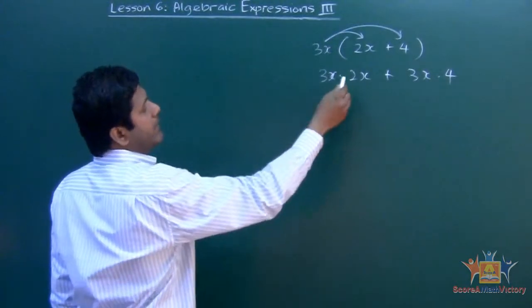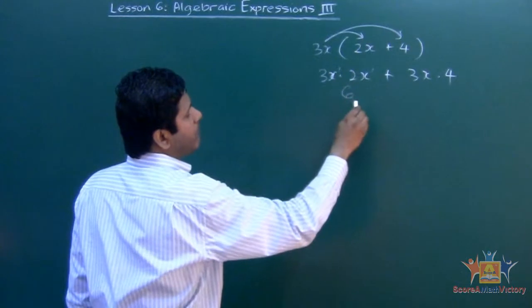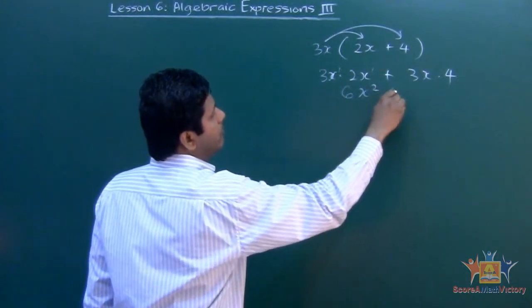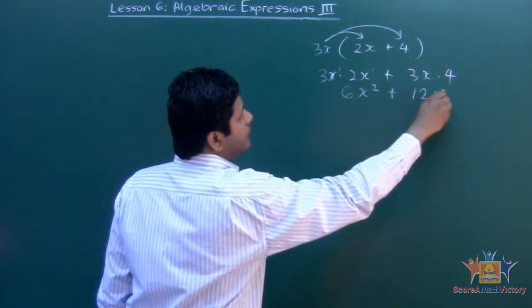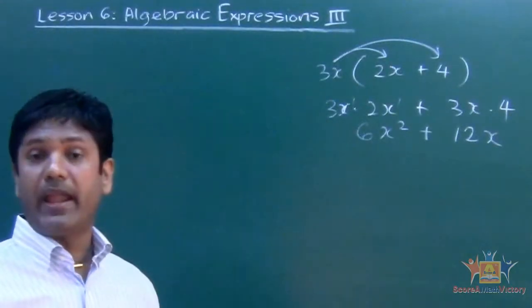Number and number you multiply. 3 times 2 is 6. X and x, there's a power of 1, x to the 2, plus 3 times 4 is 12, and then you put an x right there. Alright, now let's say, for example, if I were to give you 2 brackets, how do you do that?